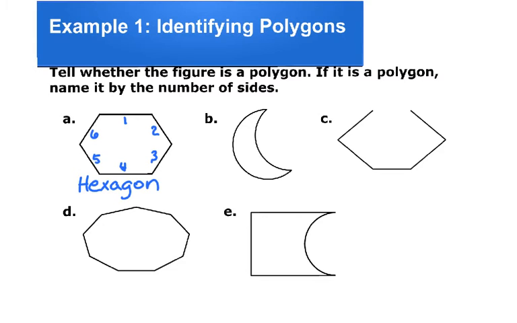Now B, these are not line segments that this figure is being made up of. They are curves, and so since it's made up of curves, it does not fit the definition of a polygon, so not a polygon. Alright, part C here, you can see that it is open. It is not a closed plane figure. So we again are going to say not a polygon.